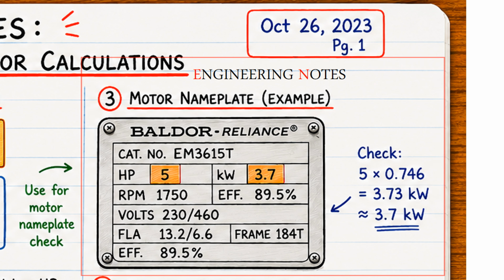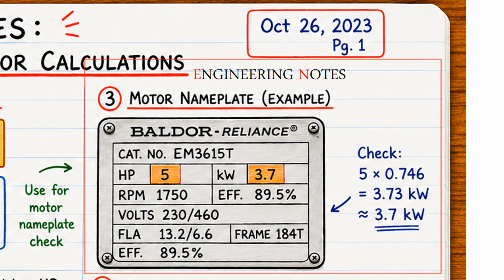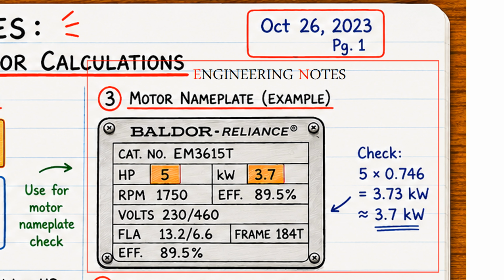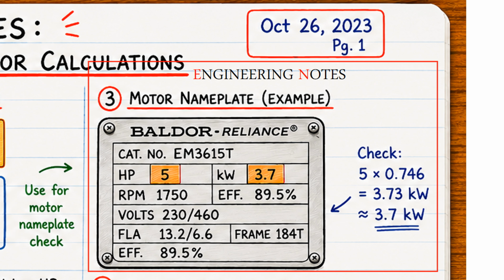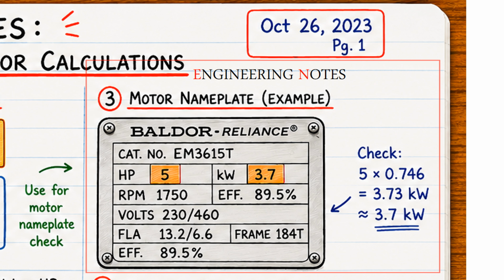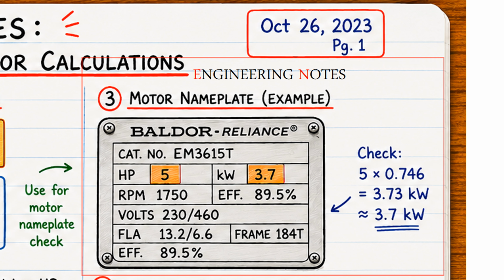Now, take a look at the motor nameplate shown in the image. The nameplate indicates horsepower equals 5. Power equals 3.7 kilowatts. Speed equals 1,750 revolutions per minute. And efficiency equals 89.5%. Now, let's verify whether the kilowatt rating is correct.